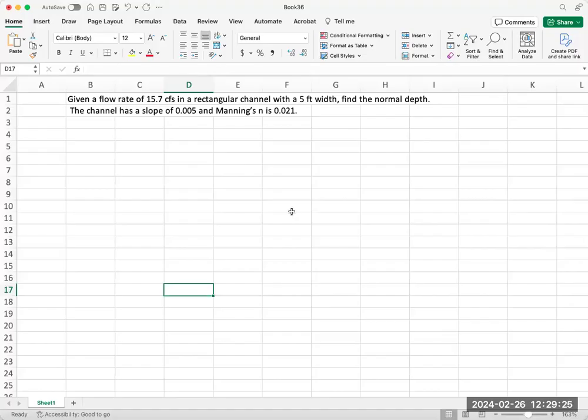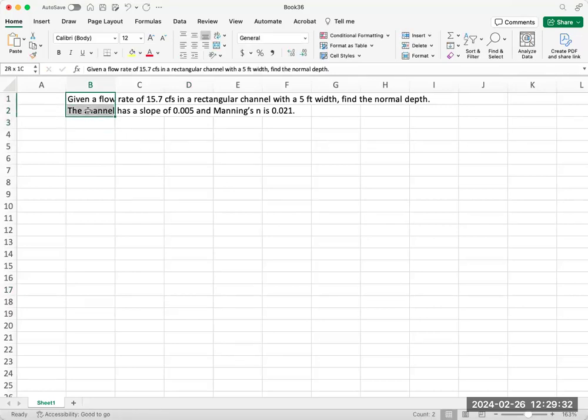All right, folks. So I want to talk to you about how to set up an Excel problem to find normal depth. This is just to remind you a little bit about how to use Solver and how you would set this up with the Manning equation. So I want to start us with the problem statement here.